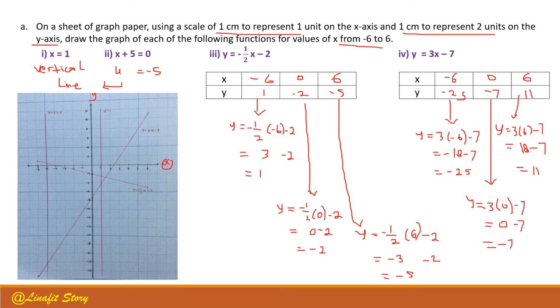Using a scale of 1 cm to represent 1 unit on the x-axis, and 1 cm to represent 2 units on the y-axis. So for the x-axis: 1, 2, 3, 4, 5, 6. For the y-axis: 0, 2, 4, 6, 8, 10, 12. The first, x is 1, the vertical line. The second, x plus 5 is equal to 0. X is -5, the vertical line.